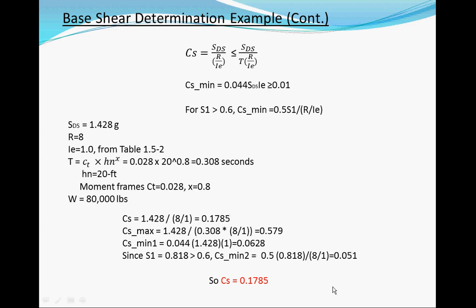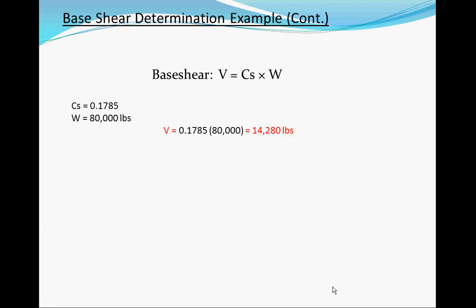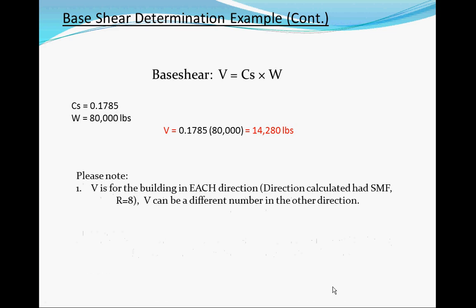So that's how you determine and get a seismic load from the US code. These are the different steps. I kind of walked through how to get it. So finishing it out, V equals CS times W. With this one, your base shear is 14,280 pounds. So that's seismic load in the US.